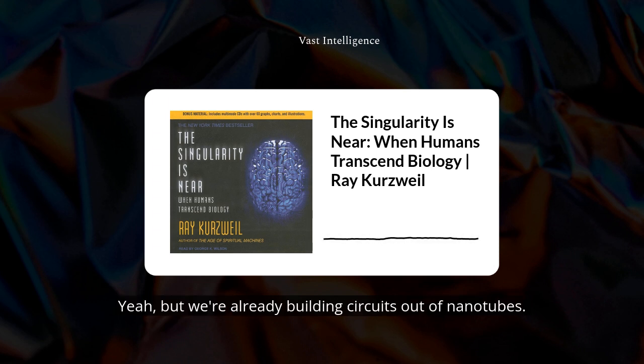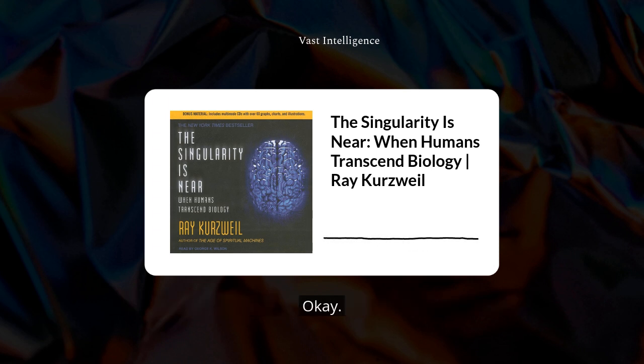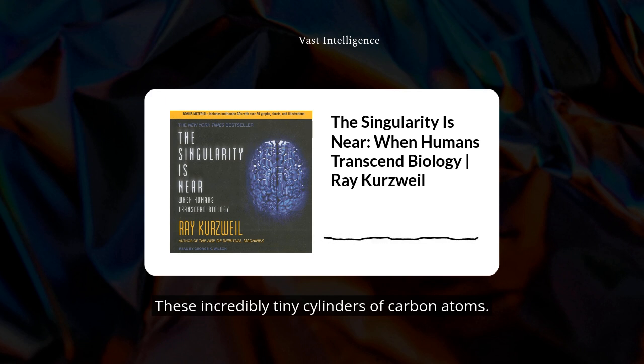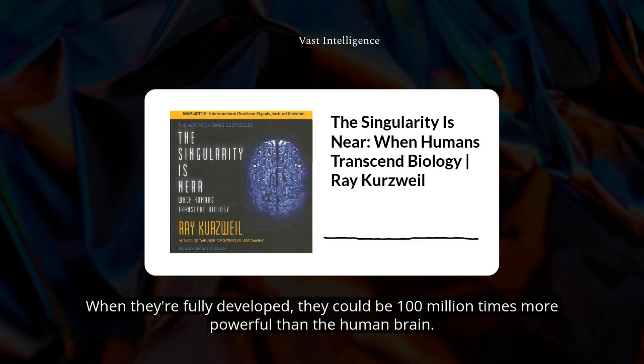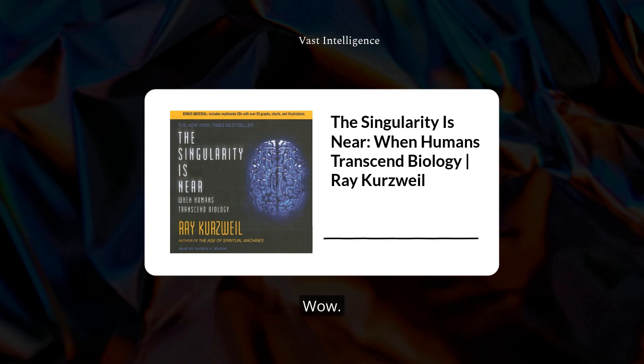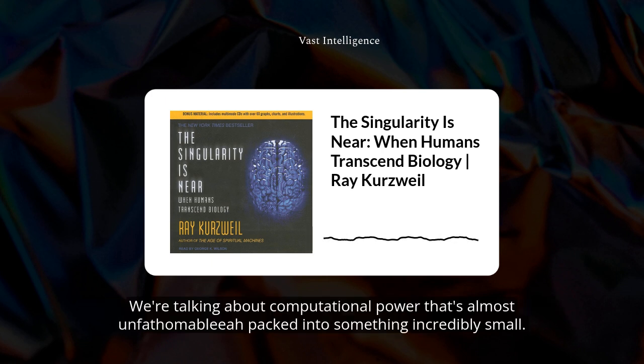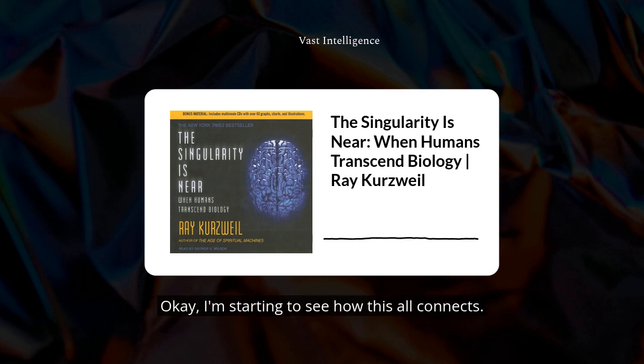But we're already building circuits out of nanotubes. These incredibly tiny cylinders of carbon atoms. And get this, when they're fully developed, they could be 100 million times more powerful than the human brain. We're talking about computational power that's almost unfathomable, packed into something incredibly small. Okay, I'm starting to see how this all connects.